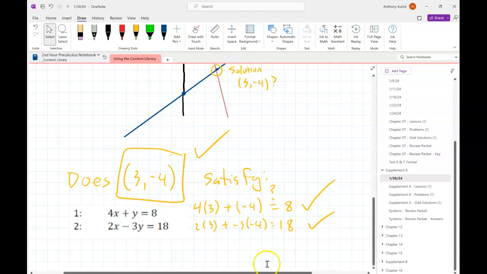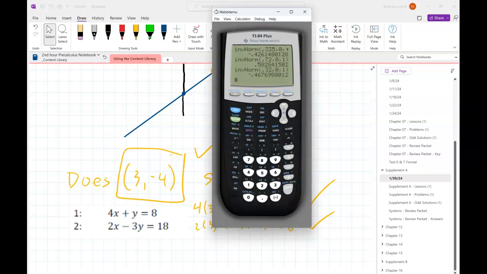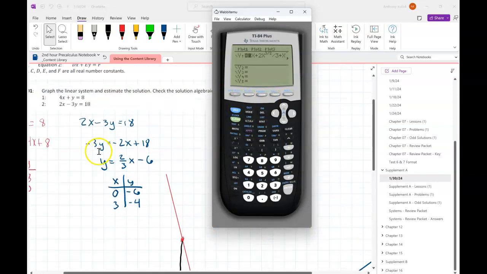Now, you know what is really good at being infinitely neat? Machines. So we can do this problem on our calculator.